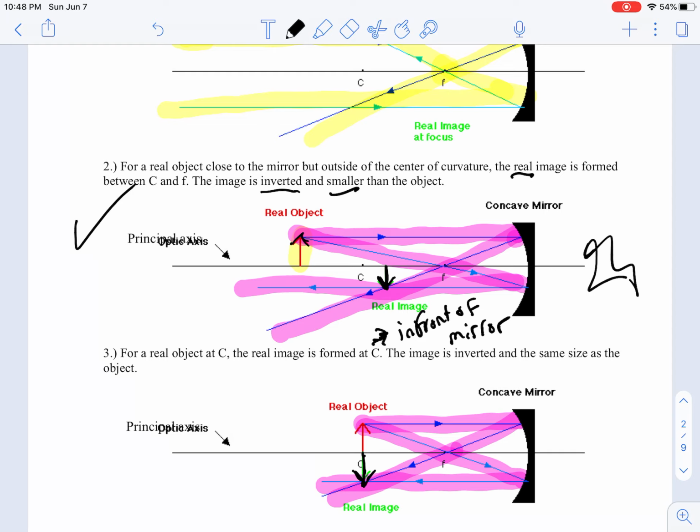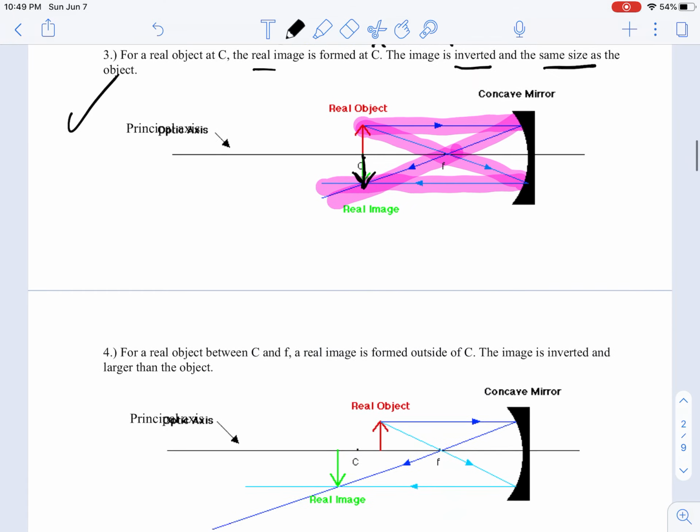We draw that in, and what do we end up with? Well, we still end up with a real image. It's still in front of the mirror. It's inverted, and it's the same size, okay? And that's because the object was right on the center of curvature. Okay, so that's another option that can happen. Again, this one we're not going to really be doing.